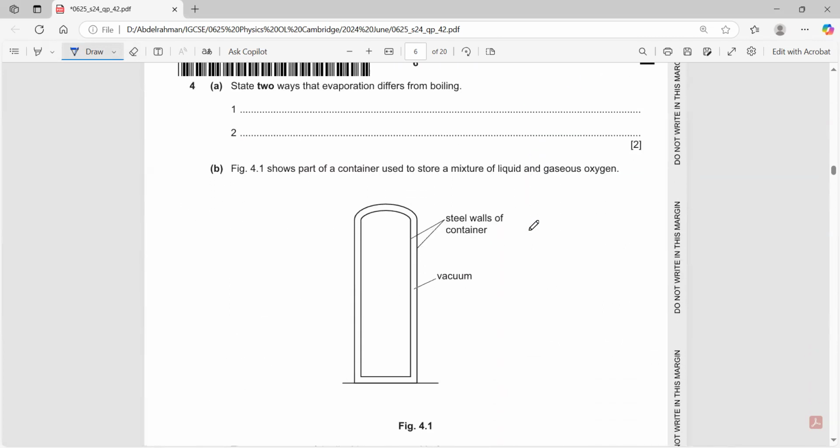Say two ways that evaporation differs from boiling. Evaporation happens at any temperature. We can also say that evaporation happens only on the surface.